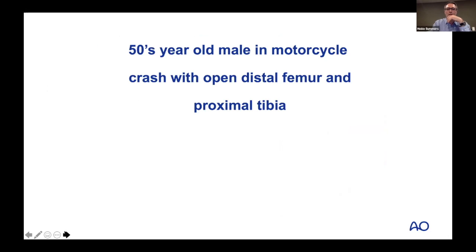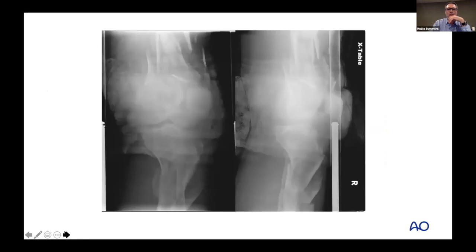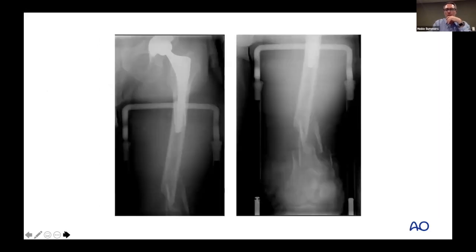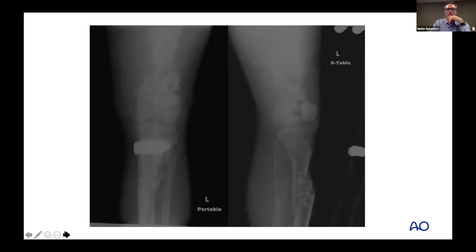This is a 50-year-old gentleman in a motorcycle crash with an open distal femur and open proximal tibia. He's got a really bad soft tissue injury, which makes his x-rays look dreadful. He's got a total hip above. This is what he looks like in his spanning external fixator when he first came in.